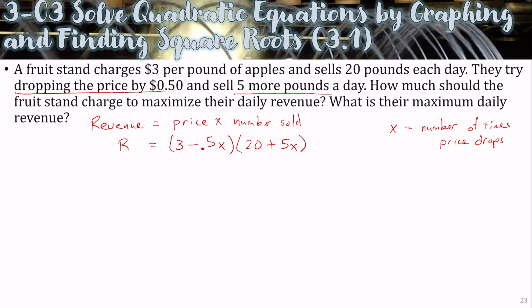Okay. So maybe now we should multiply it together. Okay. 3 times 20 is 60. It's 15x. 0.5 times 20 is 10, so it's negative 10x. And that would be negative 2.5x squared, which we usually would put first because it's x squared. Combine the like terms.